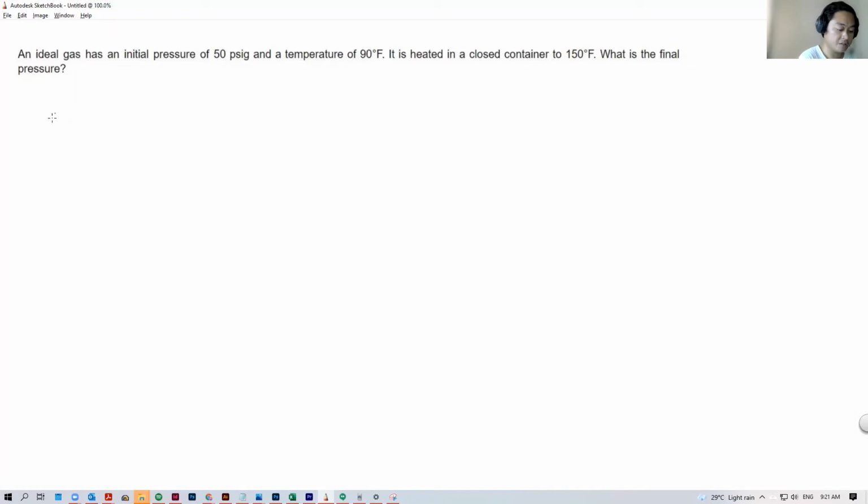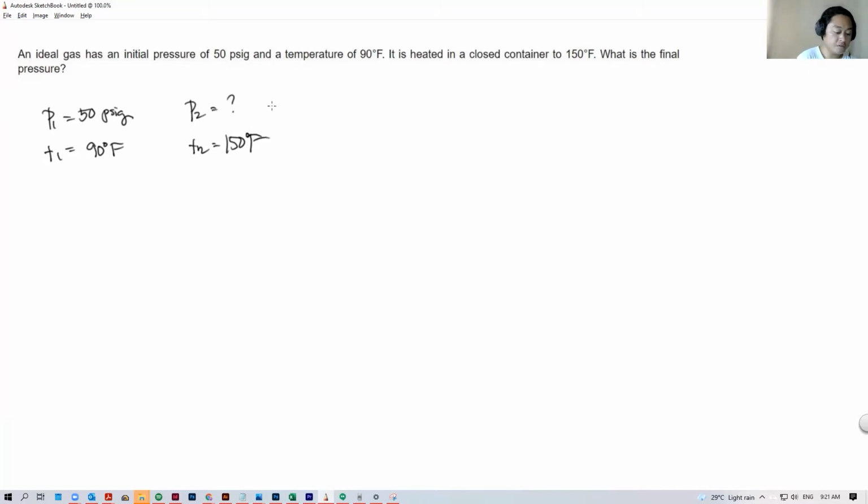We have the initial pressure, so our P1 is equal to 50 psig. And we have a temperature, so this is our T1 is equal to 90 degrees Fahrenheit. Heated in a closed container to 150 degrees Fahrenheit, so our temperature 2 is equal to 150 degrees Fahrenheit. We are asked what is the final pressure.